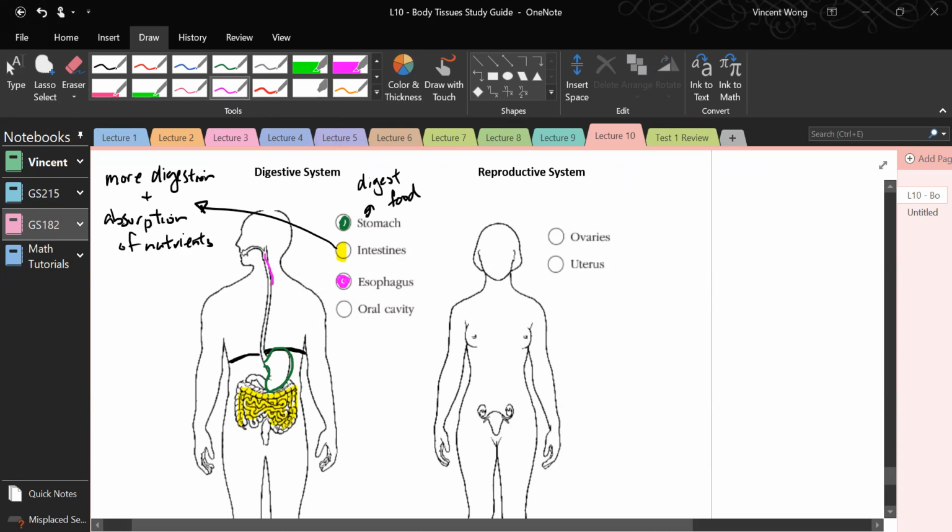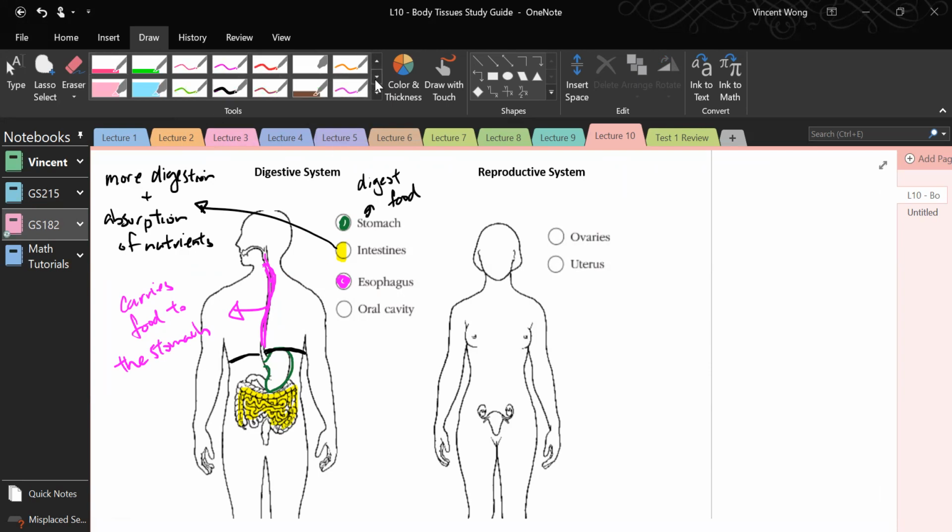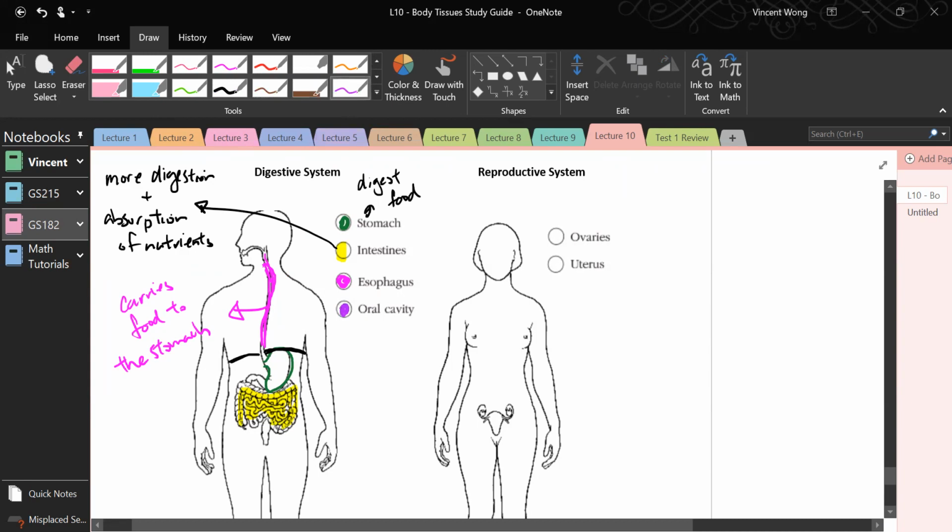There's the esophagus right here. It's actually behind the trachea, the windpipe that we talked about. And the esophagus, of course, carries food to the stomach. Oral cavity: this is your mouth. What's the mouth for? Ingestion. It's for you to put food in the mouth.